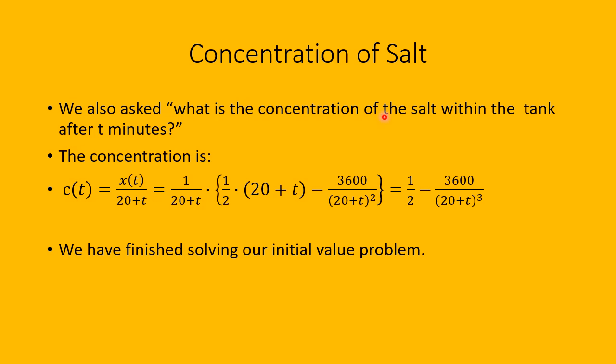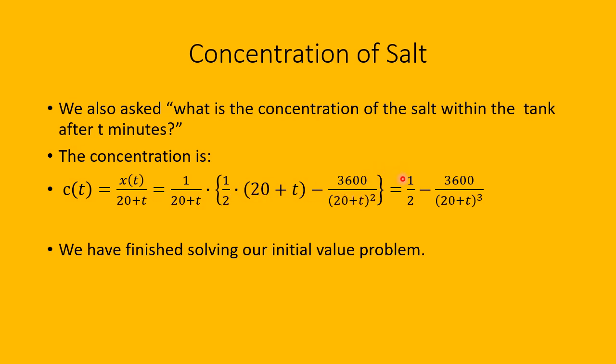We also asked, what is the concentration of salt within the tank after t minutes? Well, remember that the concentration is just the amount of salt in the tank divided by the volume of the fluid in the tank, both at time t. We just found what x of t was, and so we just take that previous formula for x of t and divide it by 20 plus t. And so here we have the 1 over 20 plus t times this stuff, which is x of t.